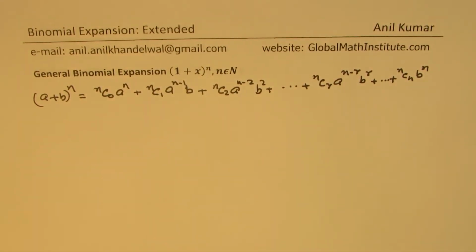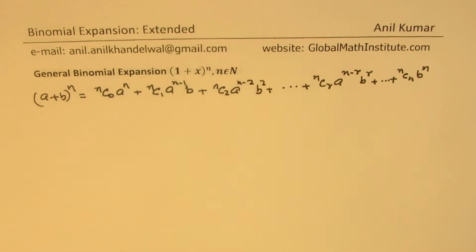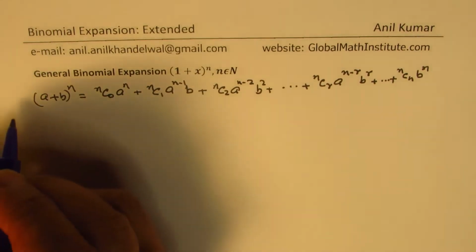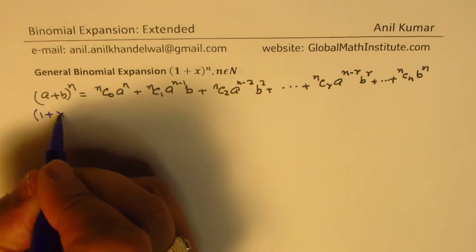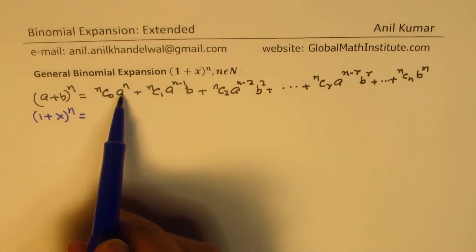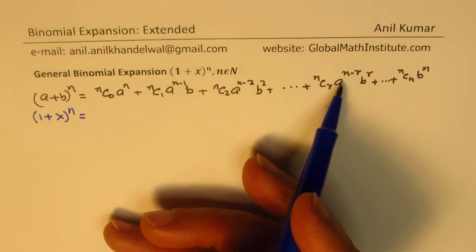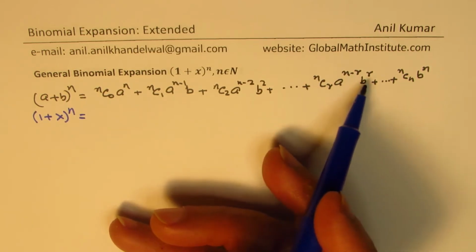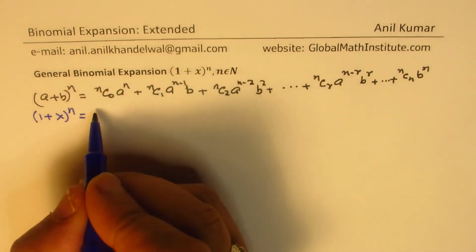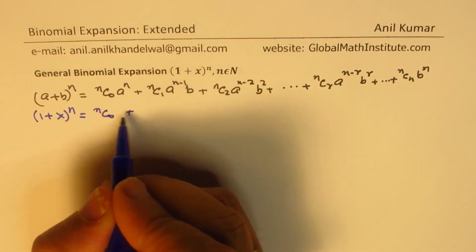Now in this expression, what I'm doing here is replacing a with 1 and writing a new binomial expression, which is now (1 + x)^n. If I replace a with 1, all these a's will vanish, right? Because 1 to the power of anything is 1, and when you multiply, you get the same number. So what we get here is nC0, and that is 1.